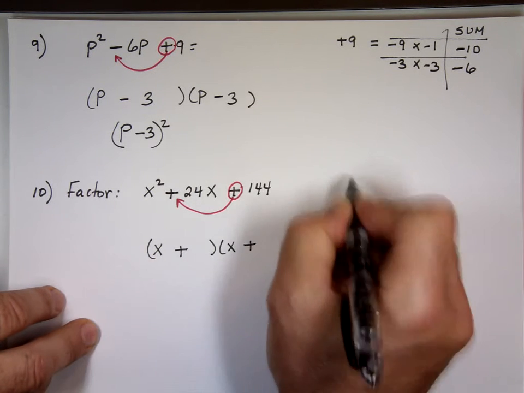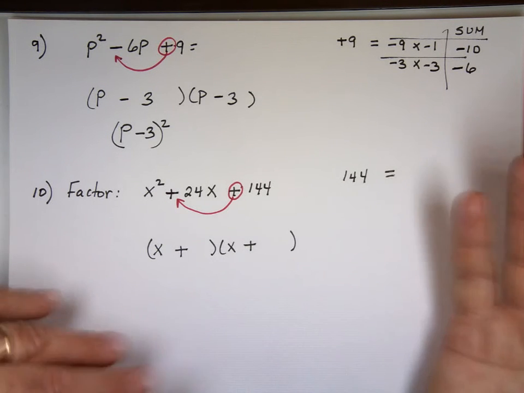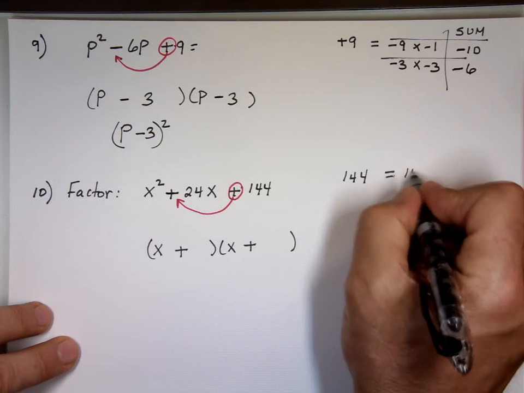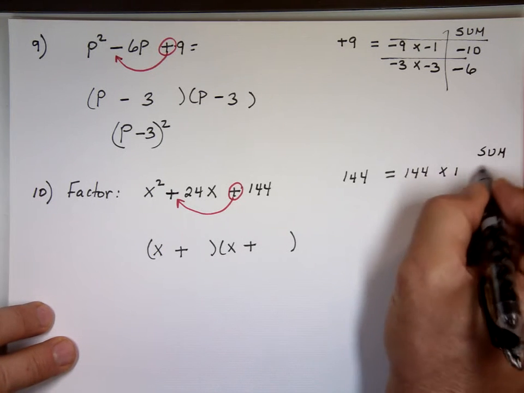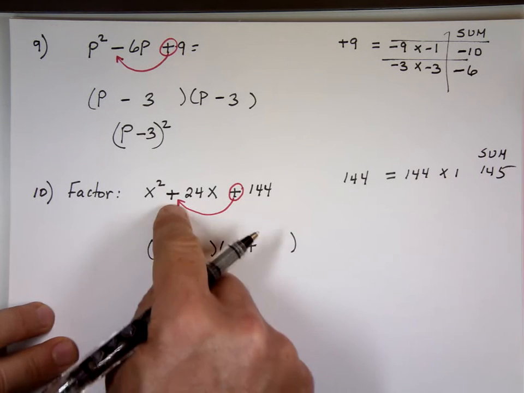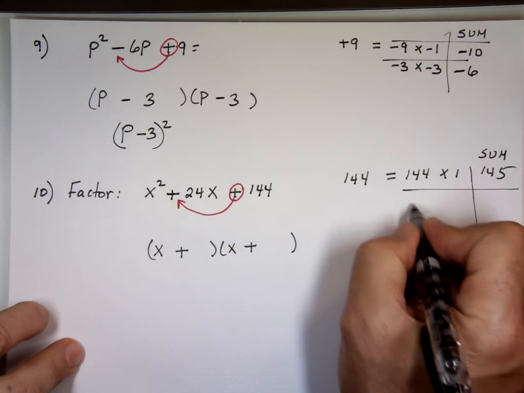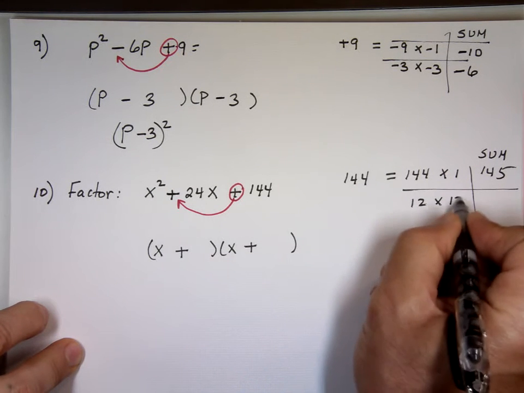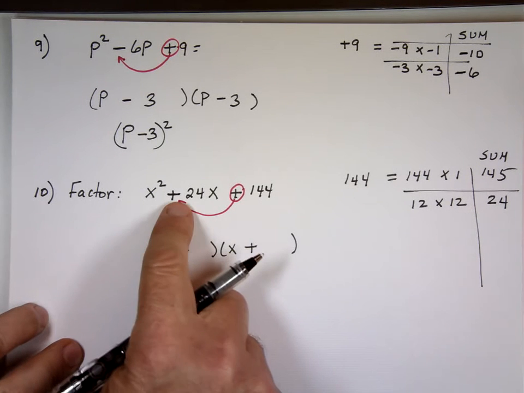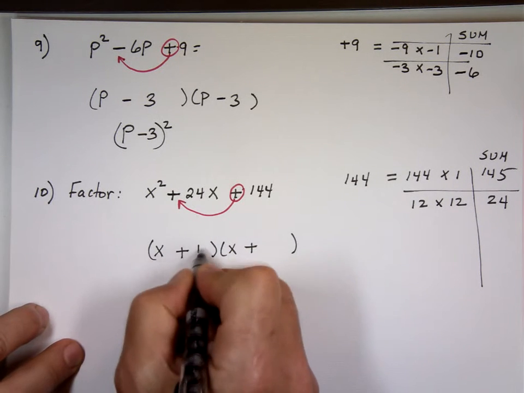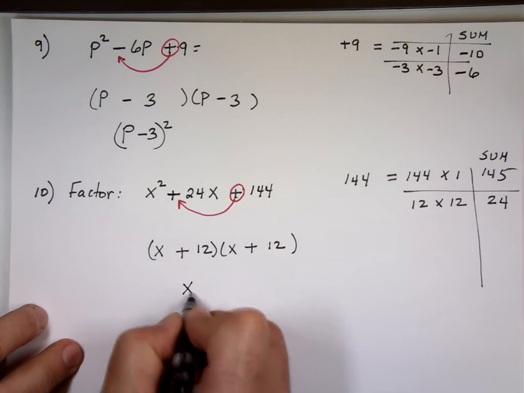Let's look at the 144. How do you get positive 144 using only positive factors? That's 144 times 1. But when you look at the sum of this, that's 145. That's not good. Doesn't match. What other option? 12 times 12 is 144. When you add them, that's what? 24. Perfect. It matches. 12 and 12. So that's x plus 12 squared.